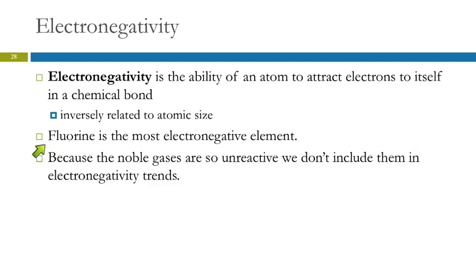Fluorine is the most electronegative element, and that's something to just remember. As we get closer to fluorine, things become more electronegative. The noble gases are so unreactive that we don't even include them in talking about electronegativity, because there are very, very few compounds that they actually make. So we just leave them out of this.